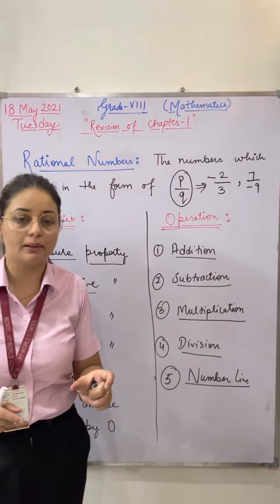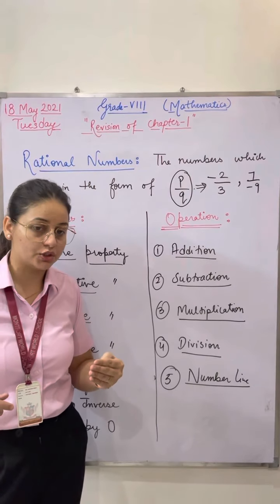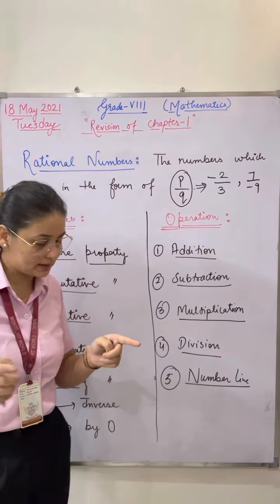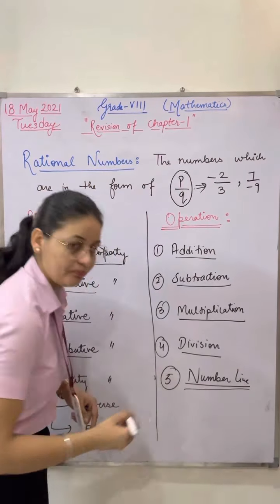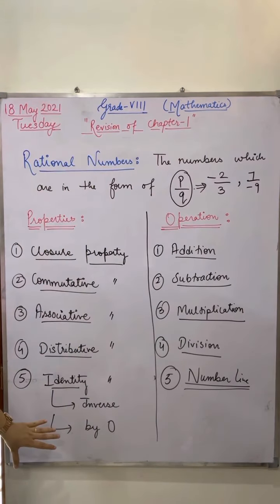Sometimes I'll give you a question in the paper: find 3 rational numbers, find 2, find 5, find 10 rational numbers between two rational numbers. That we have done in this concept. So this is a basic overview of the chapter that we have discussed.